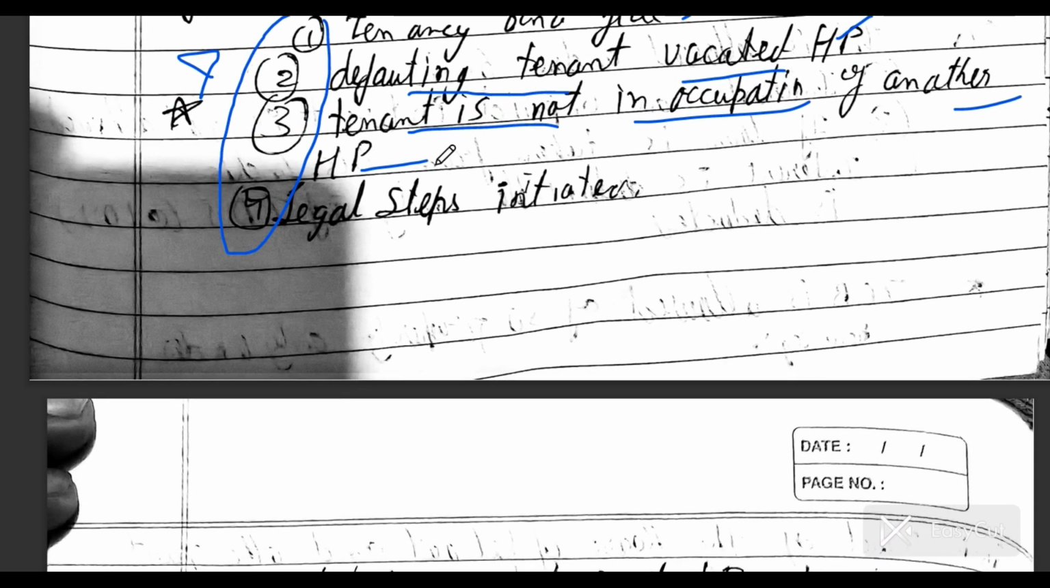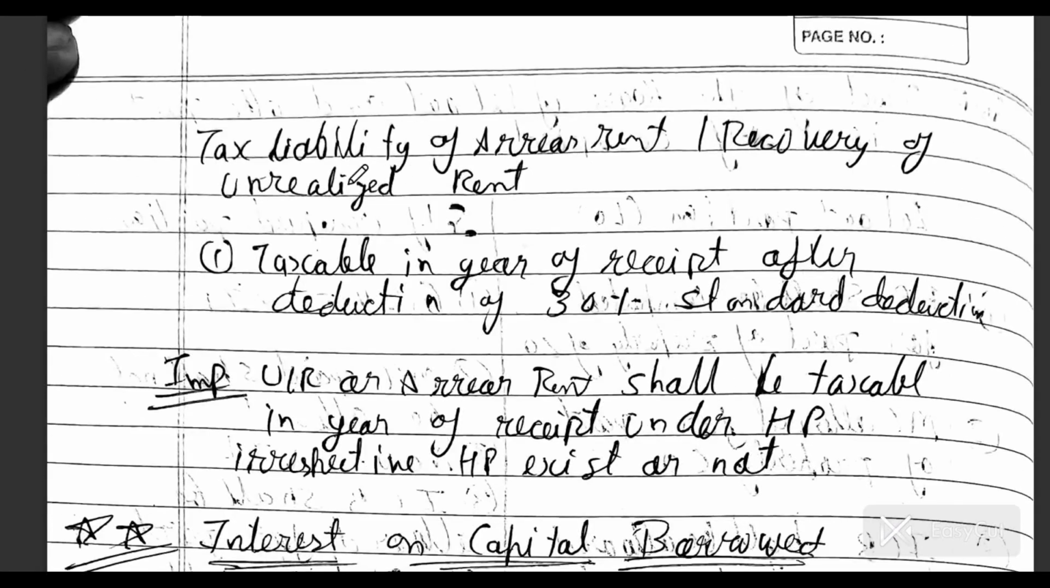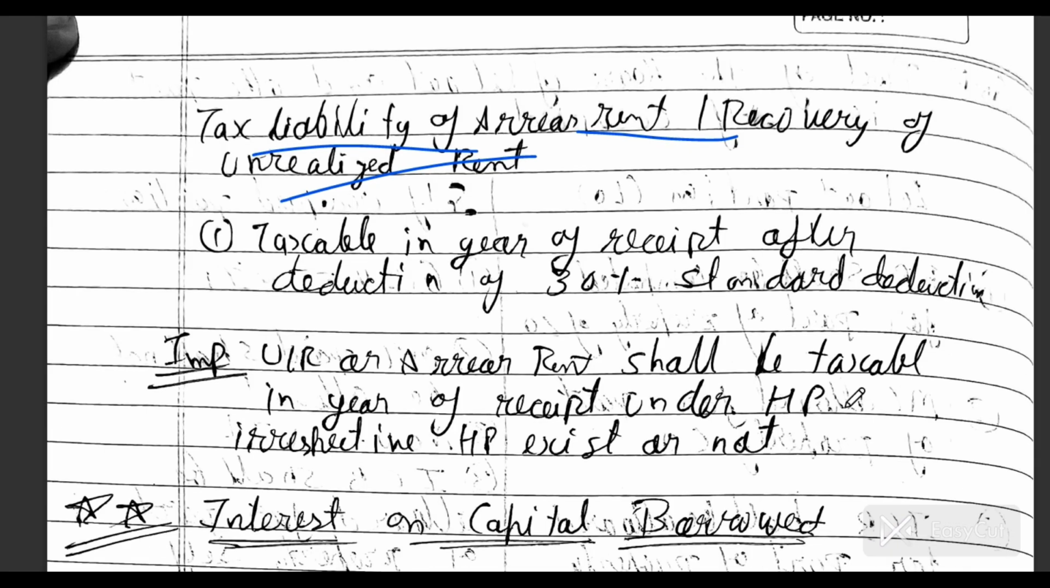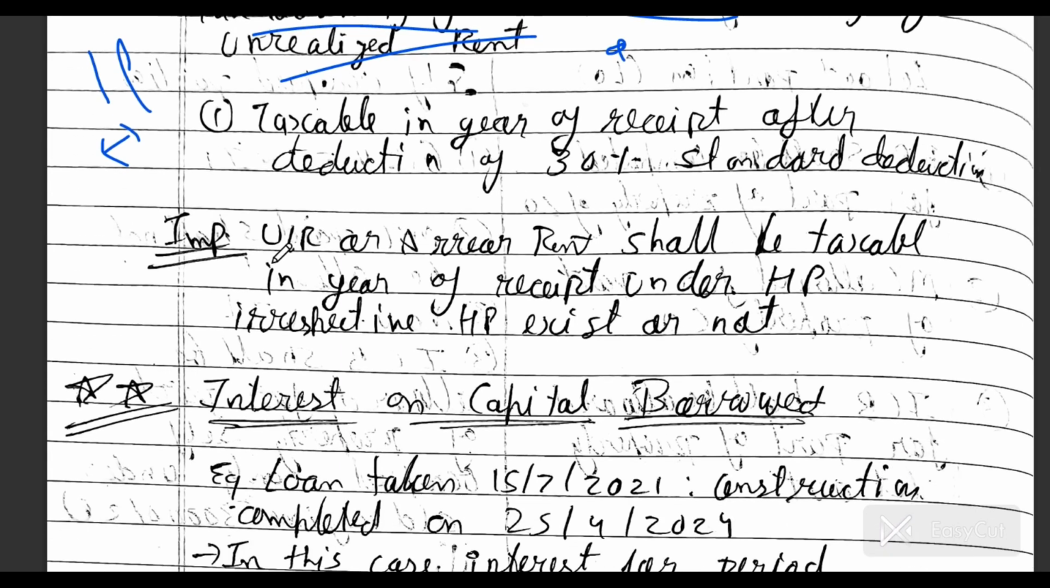And legal steps are initiated. If the four points are given, then you have to consider it and it is not to be included in actual rent. Now, the tax liability of arrear rent or recovery of unrealized rent: if you have recovered any unrealized rent, the treatment is straightforward. If the question says there is recovery of arrear rent or unrealized rent, say 1 lakh, then you simply deduct 30% standard deduction from it, and that will be your total income under that HP.